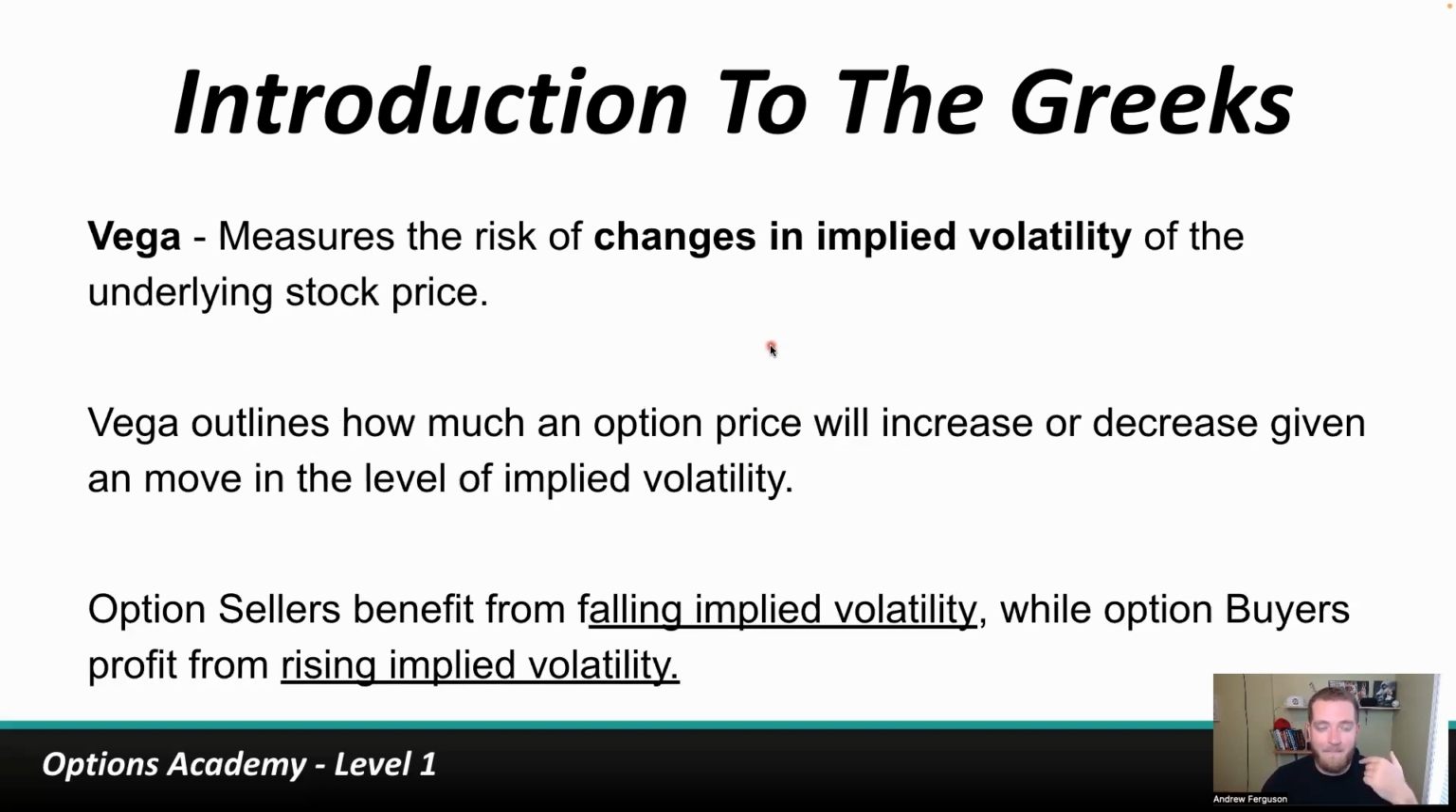Vega is the measurement of the risk of change in the implied volatility of the stock price. So it basically tells you how much an option price is going to increase or decrease given a movement in volatility. So when you have an option that is being sold, falling volatility, or IV, implied volatility, is a good thing because it means that the option price is going to decay or decrease quickly.